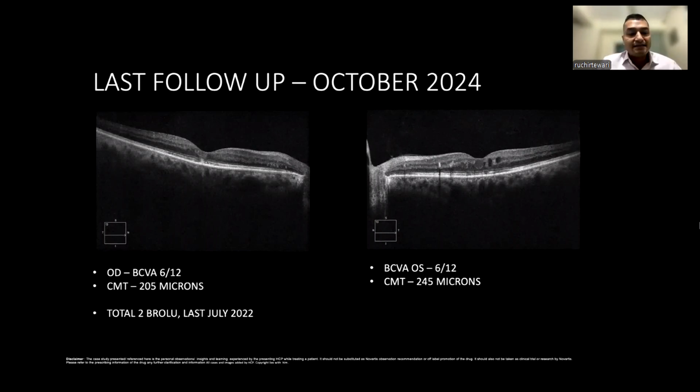BCVA is 6/12, CMT of 205 microns, and she has only received 2 brolucizumab injections, the last of which was given in July of 22. The left eye also shows vision improvement, and the CMT is down to 245 microns.